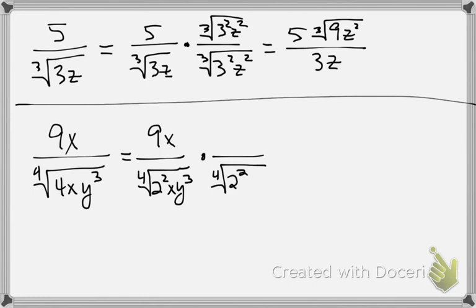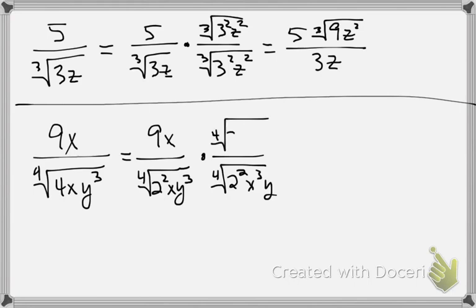How many more x's do I need? 3. I need 3 more x's. How many more y's do I need? 1 more y. So I'm going to multiply by the 4th root of 2 squared x cubed y. Is this okay? Do you guys see why we picked this?